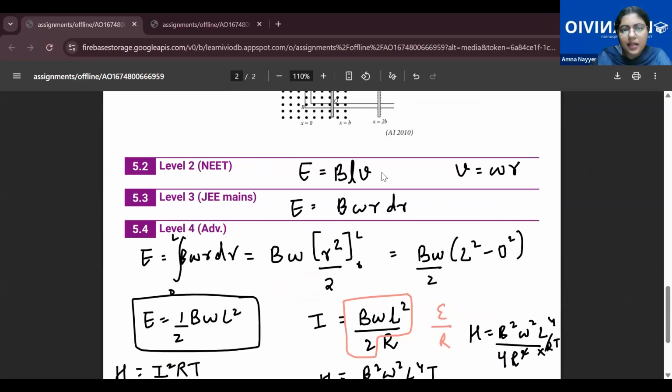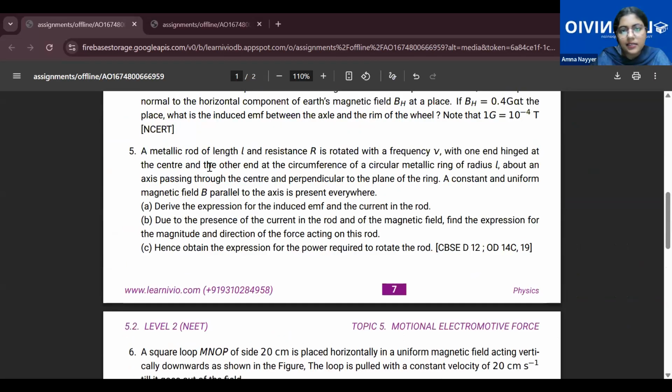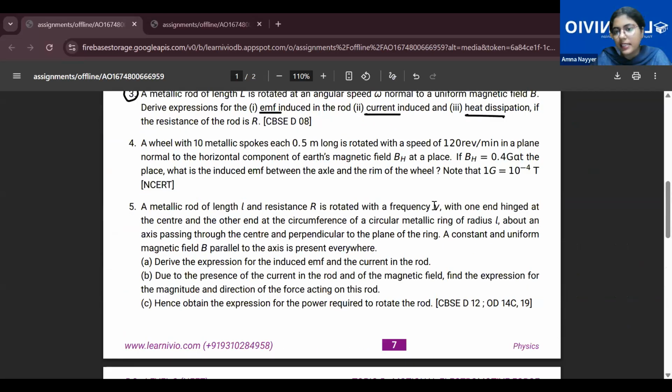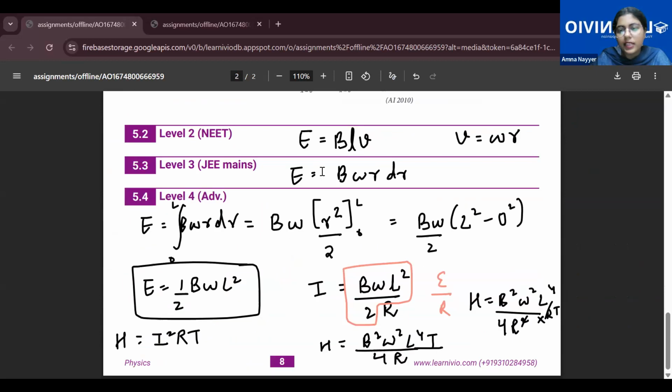The rest of the questions are completely based on this. This one we've already done in the class. Metallic rod frequency is given. This is also the same. So just note down this one, then we discuss the next assignment. Copy it down till here and just text me done once completed.